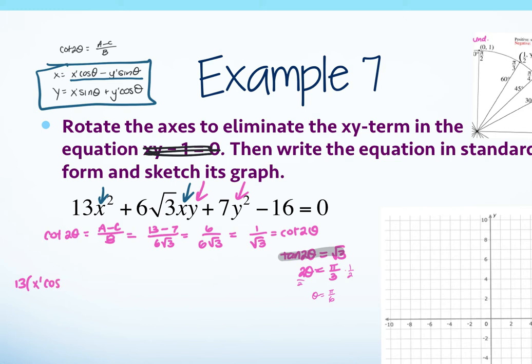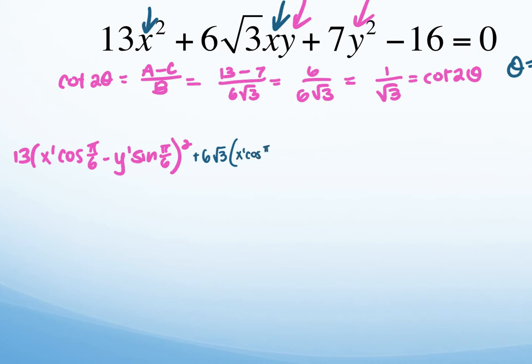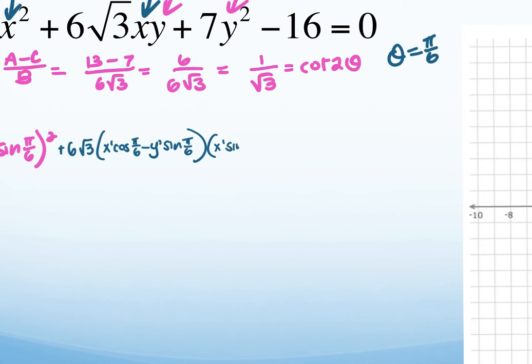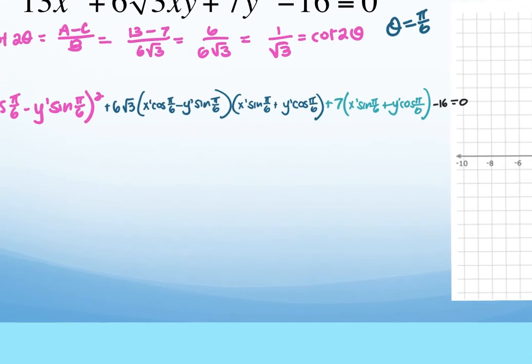Yep, so x prime cosine pi over 6 minus y prime cosine pi over 6 squared. That's the first term. Second term, actually, I'm going to erase this so I have more space. Okay, plus 6 root 3 times the x, which is the same we just did. X prime cosine pi over 6 minus y prime sine pi over 6. Times y, which is x prime sine pi over 6, plus y prime cosine pi over 6. This is my one question. Correct. Plus 20 points. That means you get everything else perfectly right. 7 times y squared, x prime sine pi over 6, plus y prime cosine pi over 6. Minus 16 equals 0. Don't forget the rest of it. So that's a silly mistake people make.